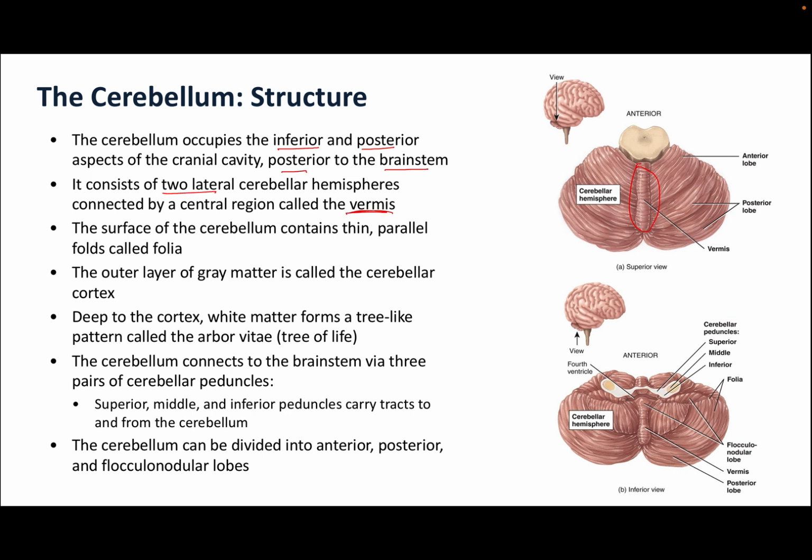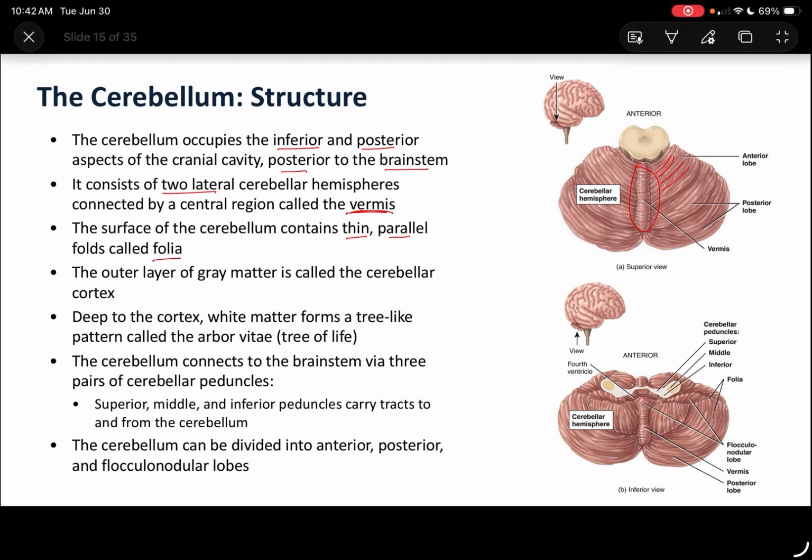All right, vermis. Now, the surface of our cerebellum is going to have these thin parallel folds. We can kind of see these here, right? These weird lines-looking things. These folds are called folia, right? And the outer layer of the cerebellum is, of course, going to be gray matter, and this is going to be known as the cerebellar cortex. But deep to our cerebellar cortex is going to be white matter. It's going to form kind of a tree-looking sort of pattern that we have within the cerebellum there, and this is known as the arbor vitae, which translates into tree of life.